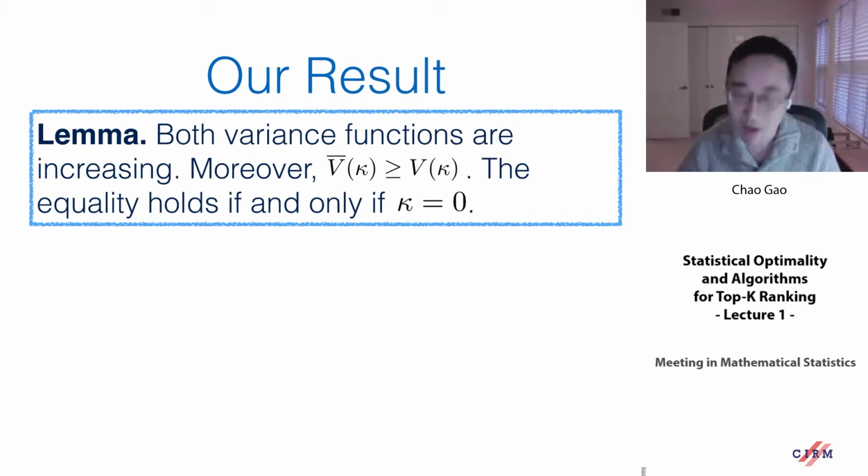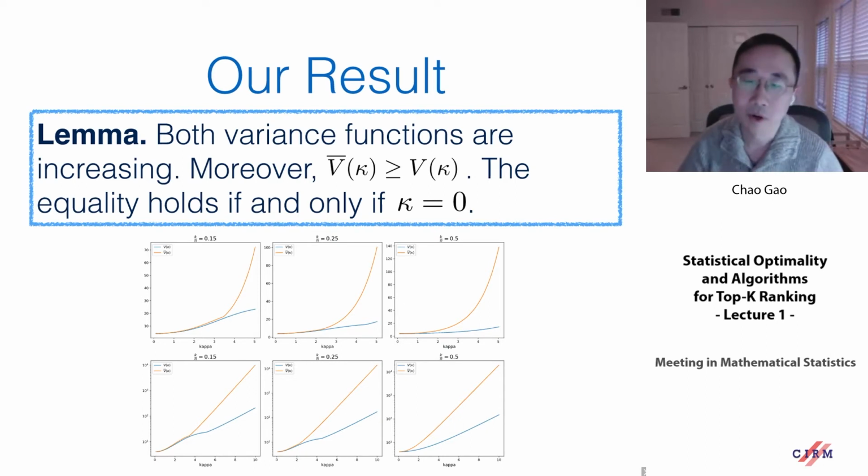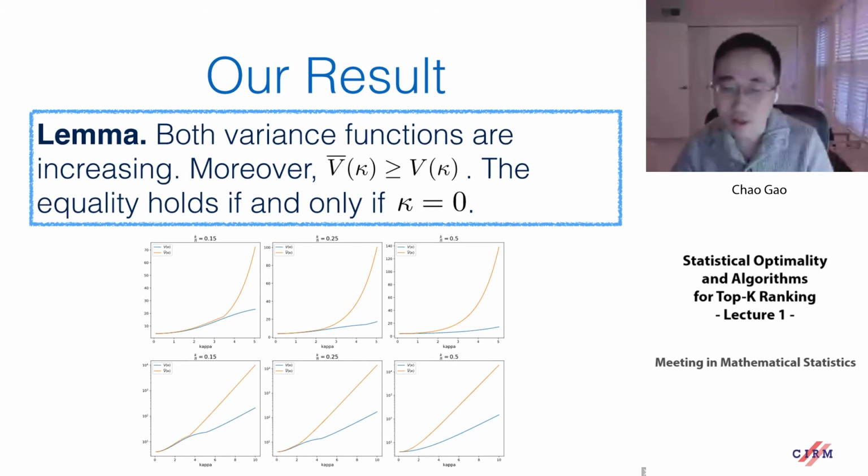Okay, so here, let me show you some of the plots. We actually plot these 2 variance functions. As you can see in the picture, both are increasing functions. The blue one is the variance function of the maximum likelihood estimator, which is always below the orange function, which is the variance function of the spectral algorithm. And we plot the 2 functions with different choices of K over N, and you can see how that affects the shape of the curve as well.